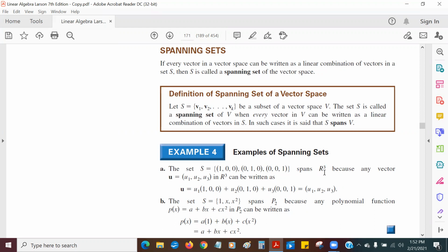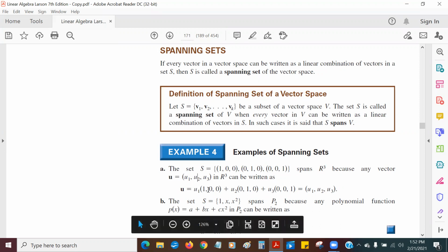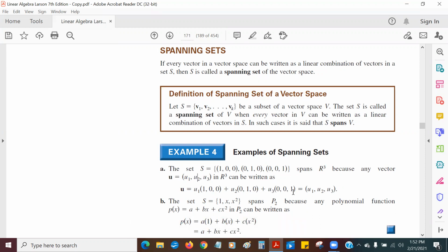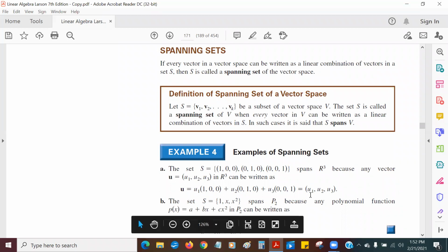Well, that clearly spans R3, because any vector, let's say vector U, is equal to U1, U2, U3. So U is a vector. The U1, U2, U3 are all real numbers, and they're in R3. Well, this vector U could be written as U1 times (1, 0, 0), U2 times (0, 1, 0), and U3 times (0, 0, 1). And if you combine that, you get the vector we're trying to get, (U1, U2, U3).